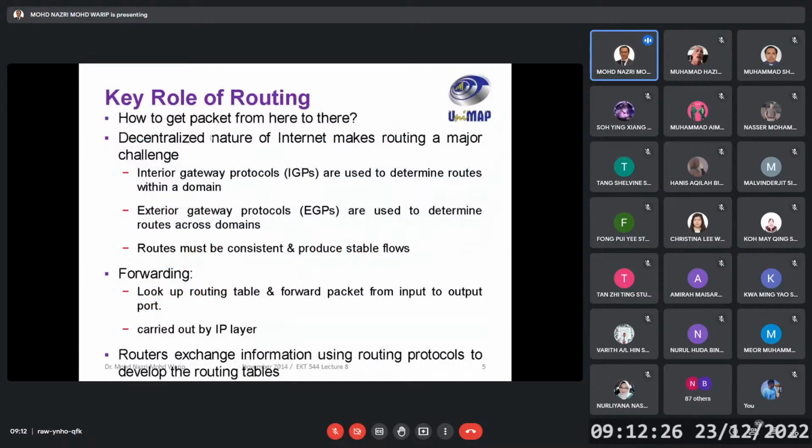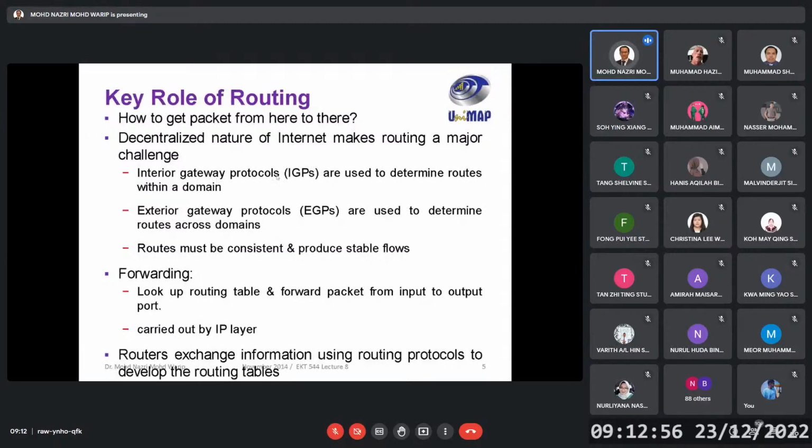Key role of routing. The key role is how to get a packet from here to there. Role means function. The decentralized nature of the internet makes routing a major challenge. Decentralized means distributed.